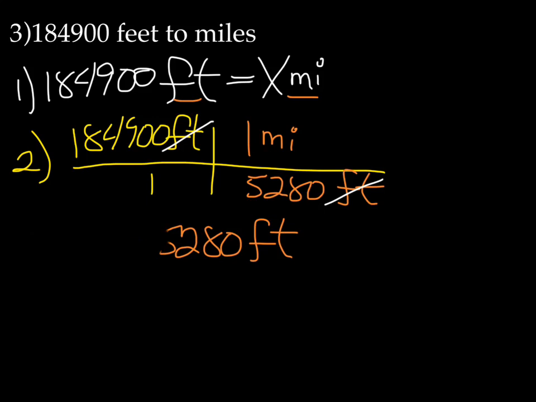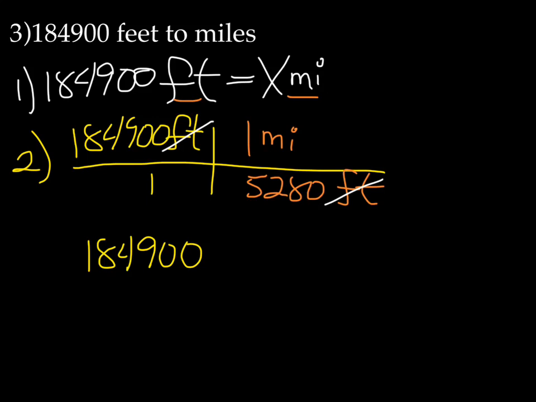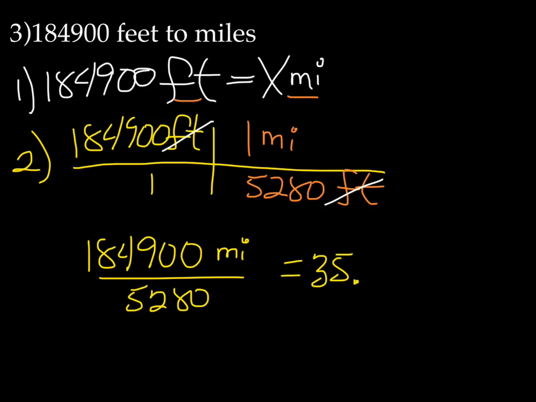Get rid of this. All right, next I'm going to multiply across the top and across the bottom, so I end up with 184900 mile divided by 5280. Okay. When I divide, I get a number with lots of digits. 35.01893939 mile.